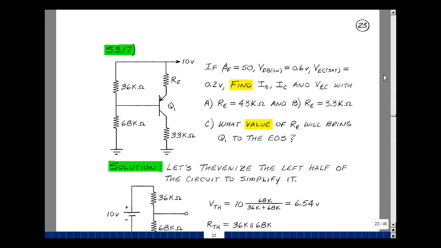Let's listen to the supplemental problem 317. You can find this problem in the ECE302 ebook in the Chapter 3 supplemental problems starting on page 23.